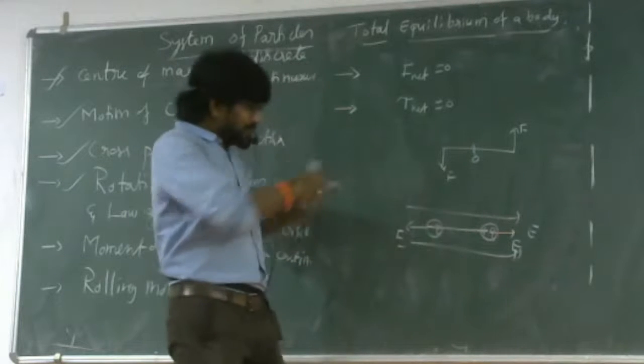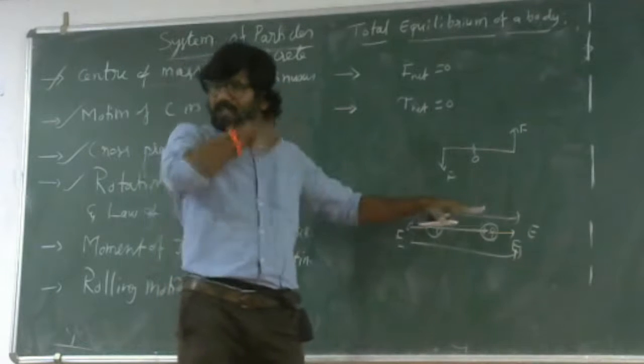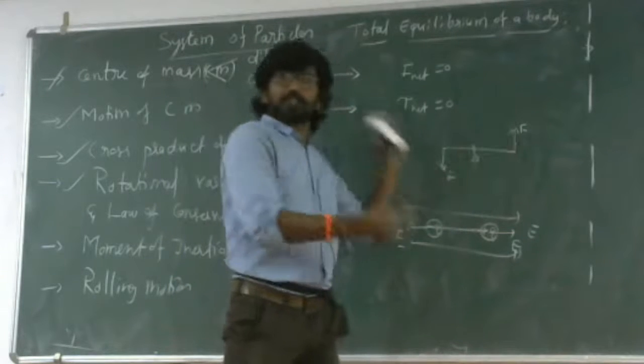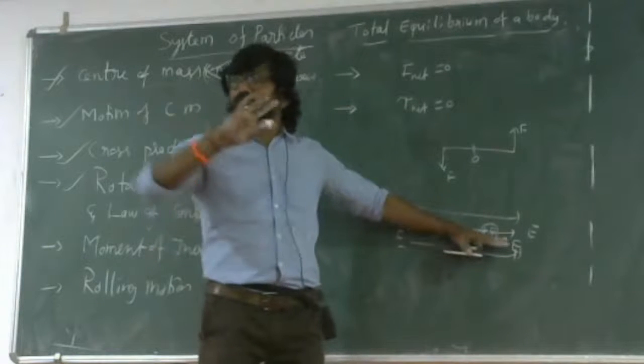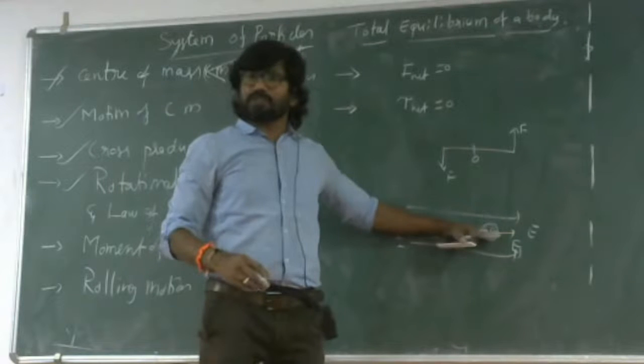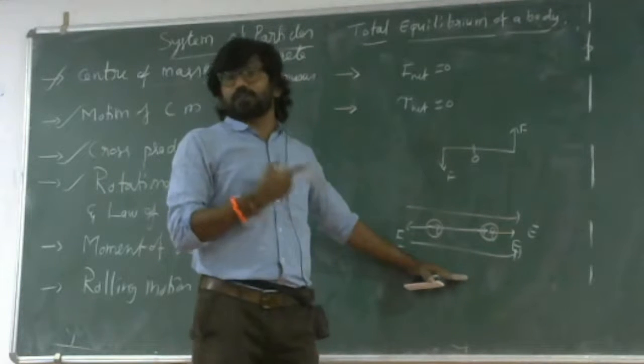At the same time, as net force is 0 and both forces act on the same line of action, it is not producing any torque either. Torque is produced only when the lines of action are different. Here the line of action is the same, so no torque. So net force is 0 and net torque is 0, so this electric dipole is said to be in total equilibrium.